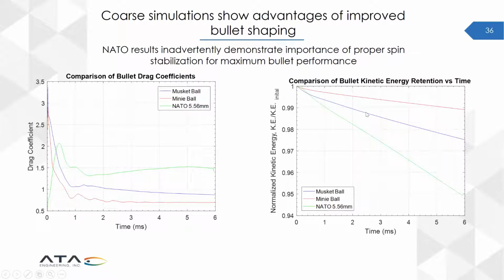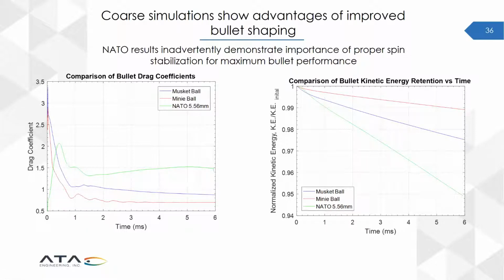Looking also at how the bullets retain the kinetic energy on the figure on the right, you'll see that the minie ball outperforms, again, the musket ball as you'd expect because it's more streamlined, spin stabilized, maintains more kinetic energy as it flies. The NATO loses proportionately more of its kinetic energy over the same time period. And that actually inadvertently demonstrates the importance of proper spin stabilization for these bullets for maximum bullet performance.